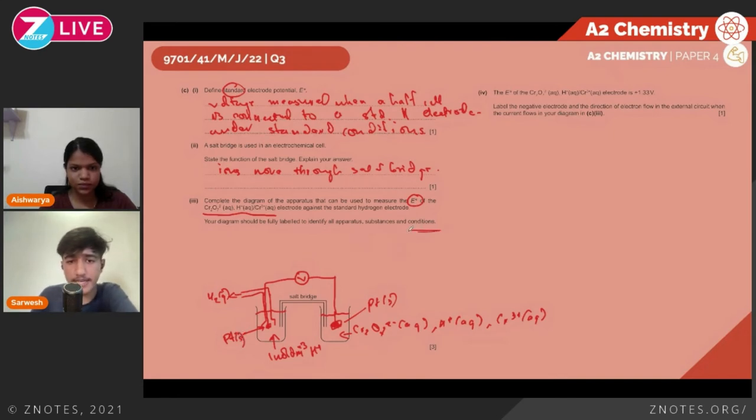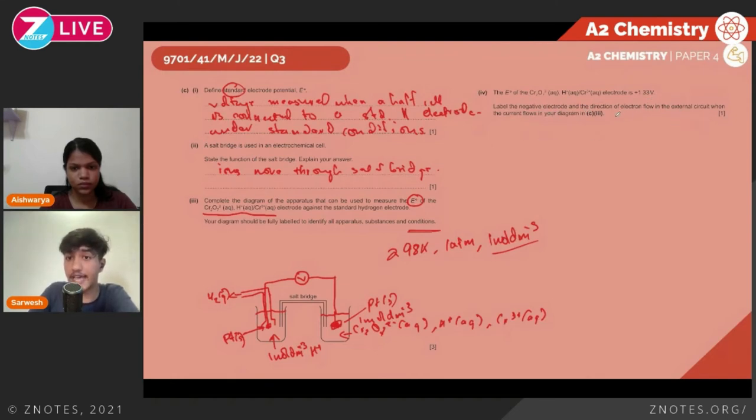And the conditions. So what are the conditions? 298 Kelvin, 1 atm pressure, and 1 mol per dm cube concentration. So you can just write 1 mol per dm cube over here like this and like this, or just write it above over here. The standard electrode potential of the Cr2O7 2- electrode is 1.33 volt.